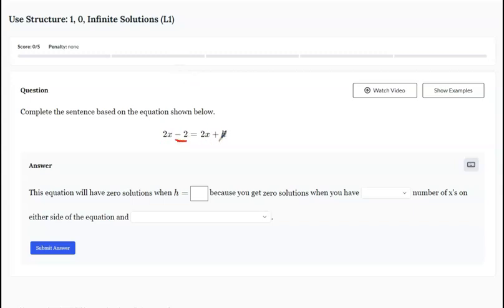Question is, should the constants match or can they be different? And we want it to have no solutions. That's what that word 0 means. We want it to have no solutions. So for an equation to have no solutions, these have to match, but these constants have to be different.